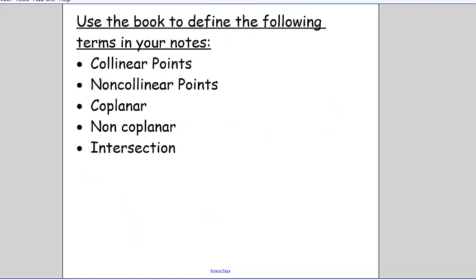Now there are 5 terms here that I want you guys to use your book and define. So please stop the video, pull out your books and define those 5 terms, and then come back because I'm going to be doing some examples involving those terms.